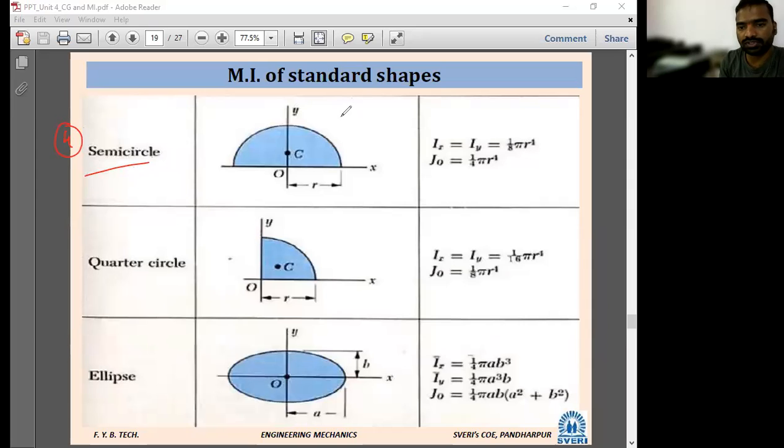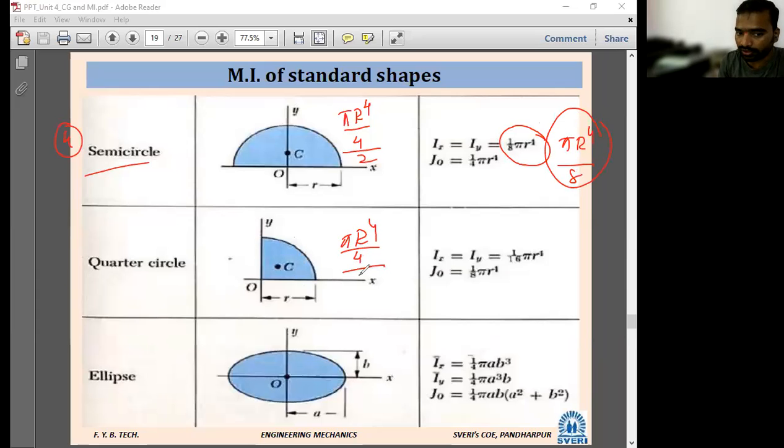What is the moment of inertia for a full circle? For a full circle, it is pi r raised to 4 divided by 4. Okay, I want a semicircle, so divided by 2, that is pi r raised to 4 divided by 8. Suppose a quarter circle is needed, pi r raised to 4 divided by 4 was there, now divided by 4 again, so pi r raised to 4 divided by 16.